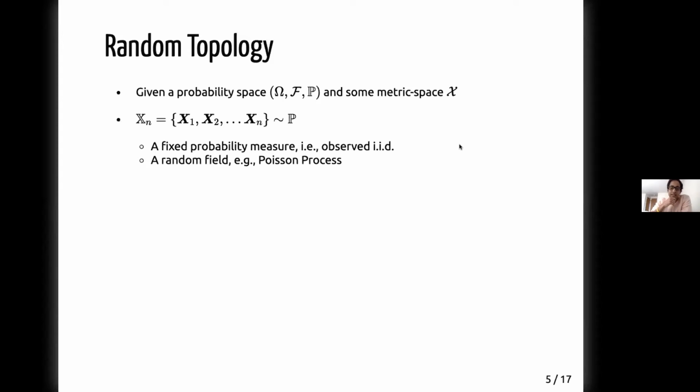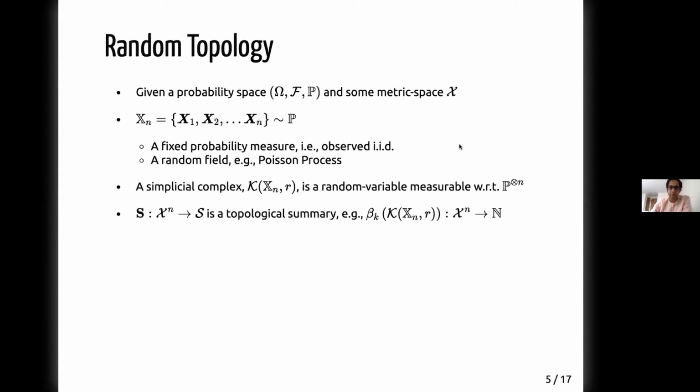We're given some random points sampled from a probability distribution defined on any metric space, and more specifically, a Euclidean metric space. For a radius r, we place balls of radius r around the sample points, and we construct some simplicial complex, which is a random element that is measurable with respect to this n-fold probability measure. And the topological summaries themselves are random elements that live in a suitable summary space.